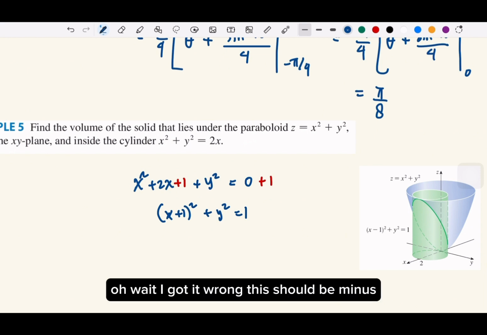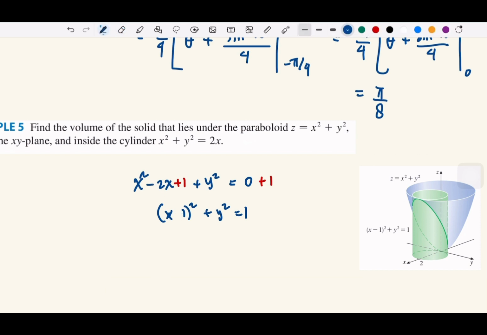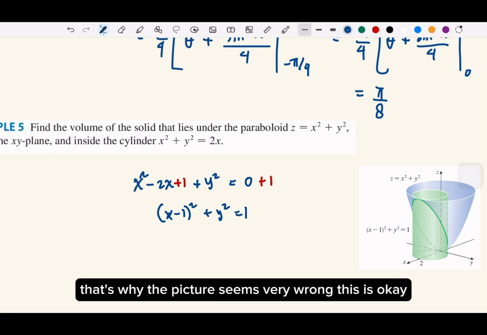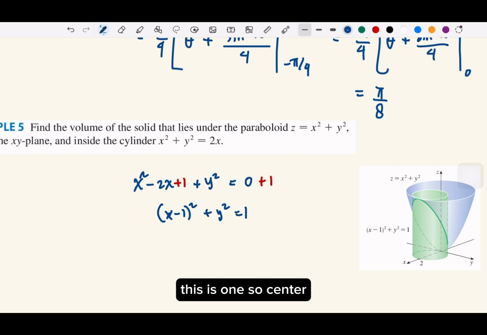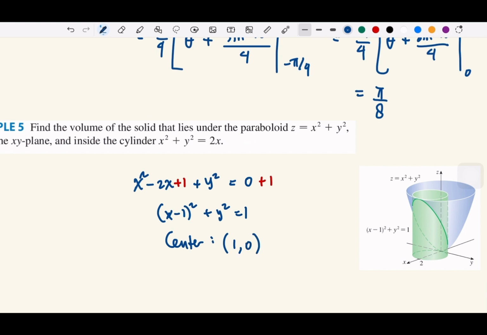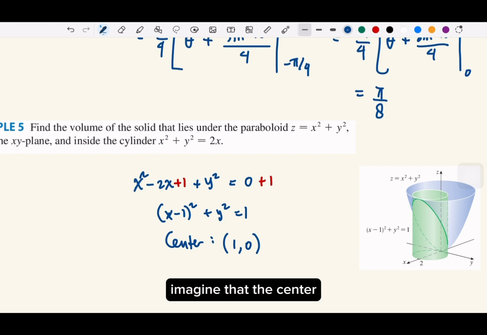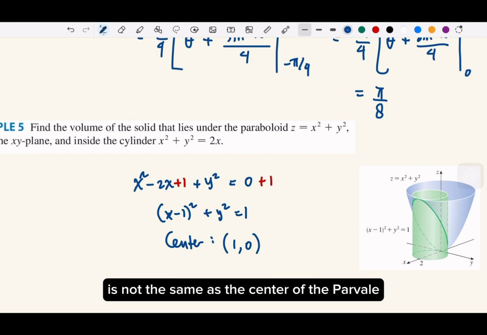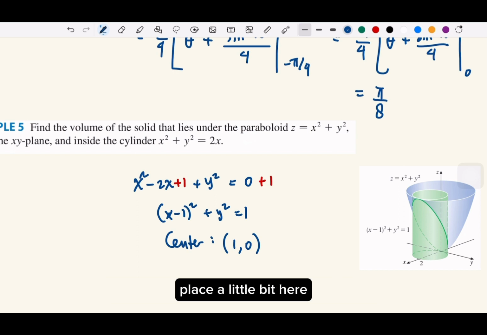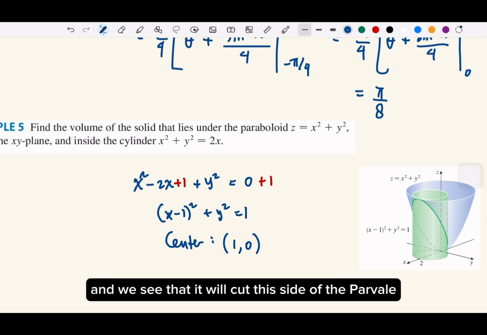Oh wait, I got it wrong. This should be minus. That's why the picture seems very wrong. This is positive, this is 1. So the center is 1, 0. You could imagine that the center is not the same as the center of the paraboloid, so it's a little bit different here. So we get that, and we see that it will cut this side of the paraboloid.